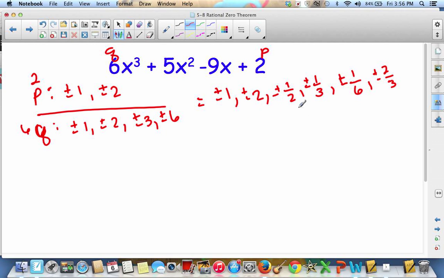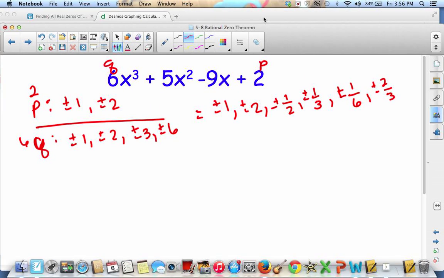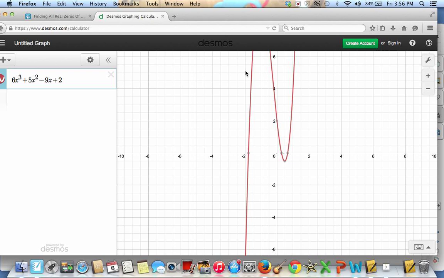So which ones do we choose? We don't have time to choose all of these. Which ones do we choose to start out with to see which one's a factor? Well, we got to go to our graphing calculator or Desmos, and we can pick some.